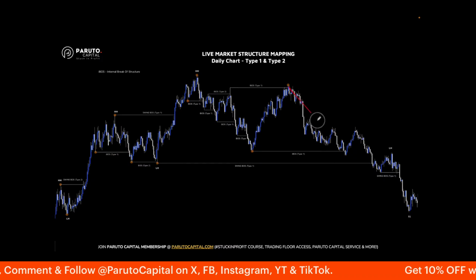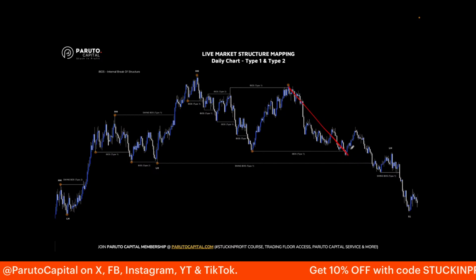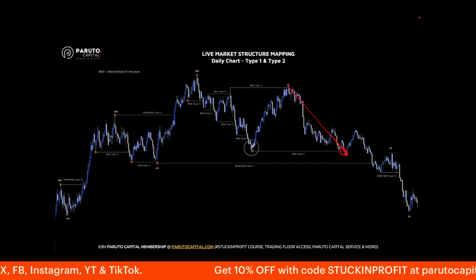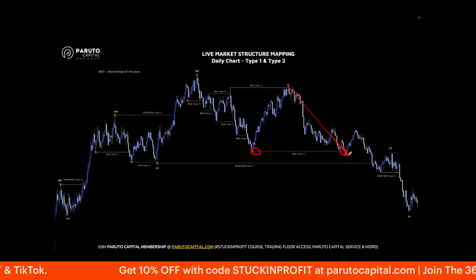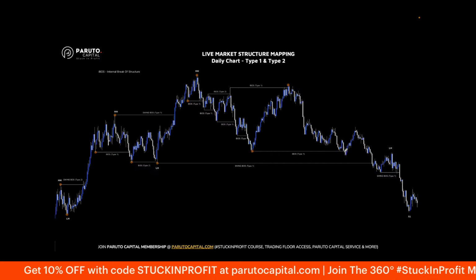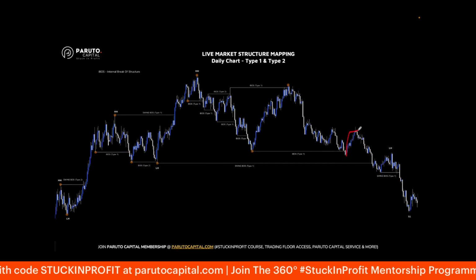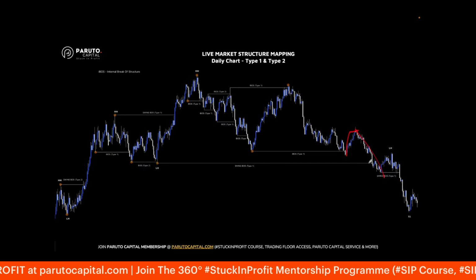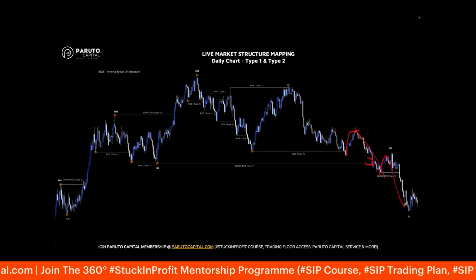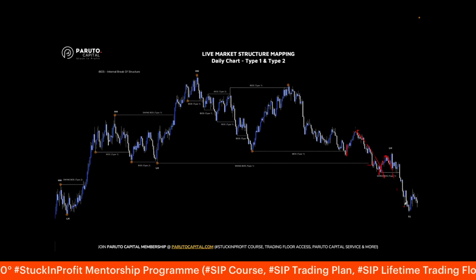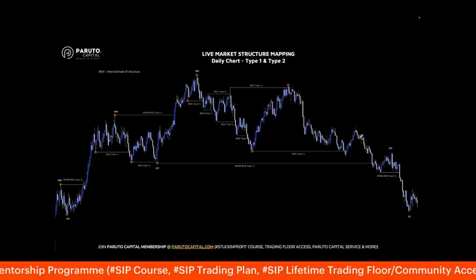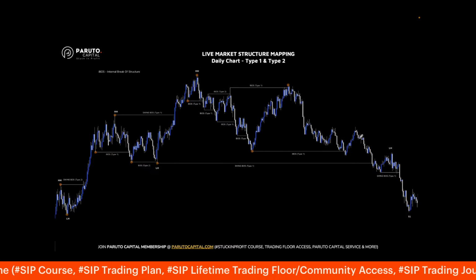But this happens, and then it comes down here, breaks this previous low, by type 1 mapping again, because it was a body, as you can see here, and then it pulls back up, and then breaks the structure again, and then it continues on and on. Now that is basically how you interpret your type 1 markings and your type 2 markings in the market.